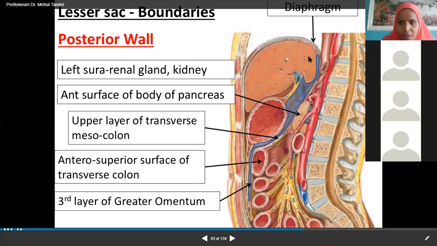Okay, I'm repeating. So obviously behind the left lobe of the liver we will have the left kidney with the left suprarenal gland, roughly this point. Okay, as you continue, we know this is pancreas, no? So the anterior surface of the body of pancreas, we know this is transverse colon, the upper layer of the transverse mesocolon, the anterior superior surface of the transverse colon. Okay, then the third layer of the greater omentum. Okay, this whole line is nothing but the posterior wall of lesser sac.